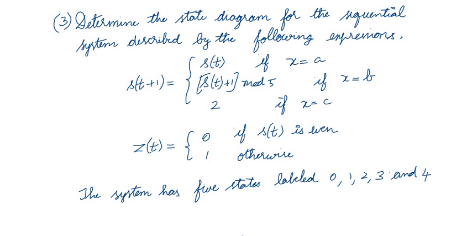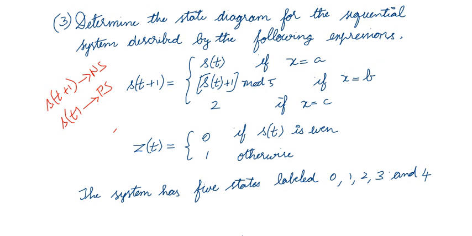Now we move to the third problem. What is asked is, determine the state diagram for the sequential circuit described by the following expressions. Okay, so what is given is S of t is the present state, t plus 1 is the next state. What are the possibilities of inputs? Inputs can be A, B and C. When the input is A, S of t plus 1, which is the next state. Remember, t plus 1, that is time plus 1, is the next state. S of t is the present state. When the input is A, S of t plus 1 is equal to S of t.